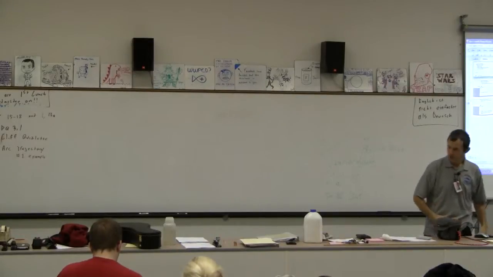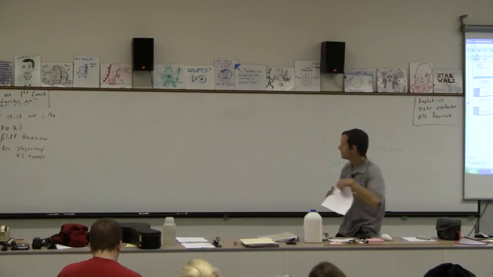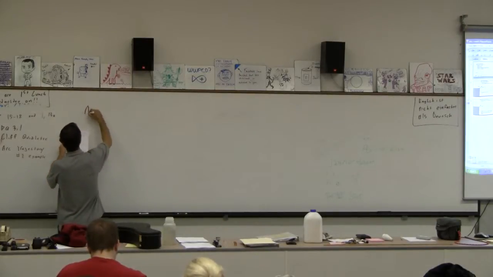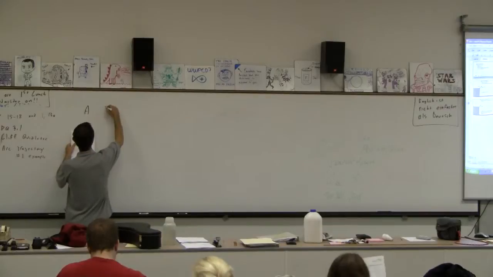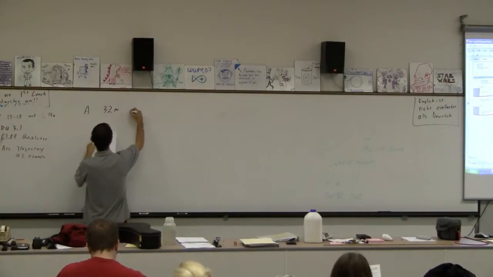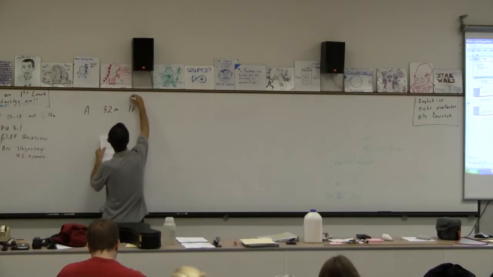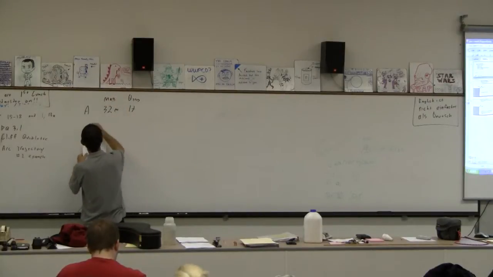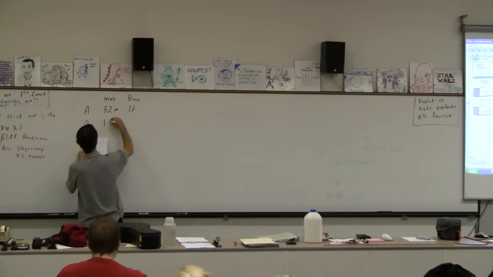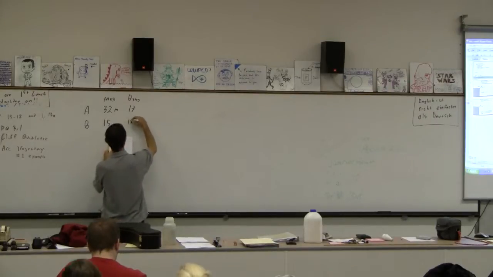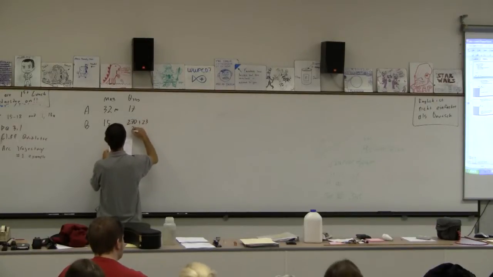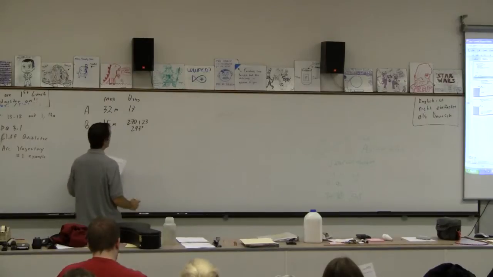So here we are. This is the pre-quiz 3-1. The vector A has a magnitude of 32 meters. The trig angle is 17 degrees. Right? B has a magnitude of 15 meters, and the trig angle is 270 plus 23, so that's going to be 293 degrees, right?